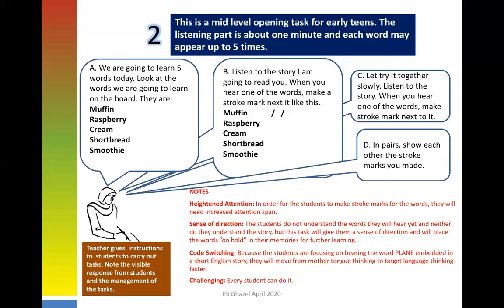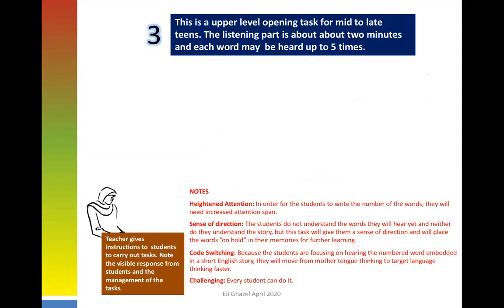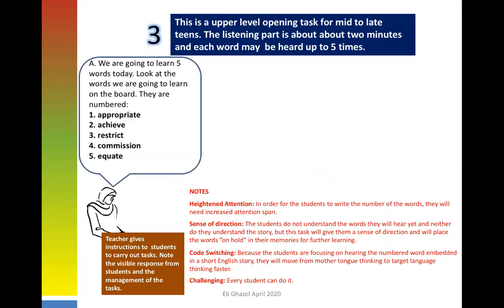Oh, by the way, now, if you feel that the students need some help, you might put the words to appear in order in the story. So as you're reading the story, only muffin will appear first, then only raspberry, then only cream, etc. But if you want the level to be higher in the attention span and the challenge, then the first word that they hear might be smoothie, and then the next word raspberry, then it comes back to smoothie, then it goes to muffin. And this is the higher level. Now, again, it's for vocabulary.